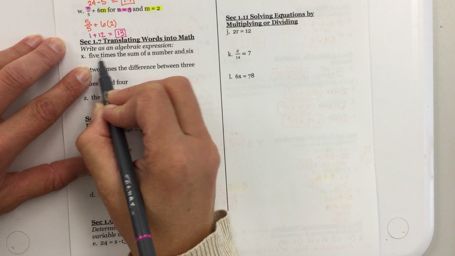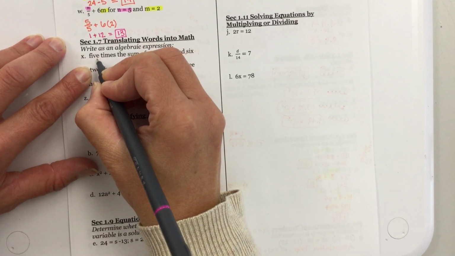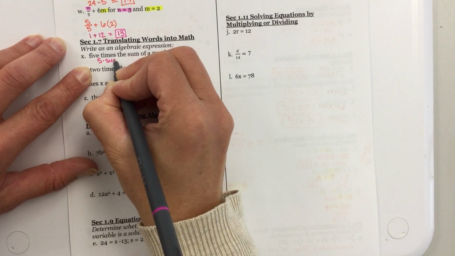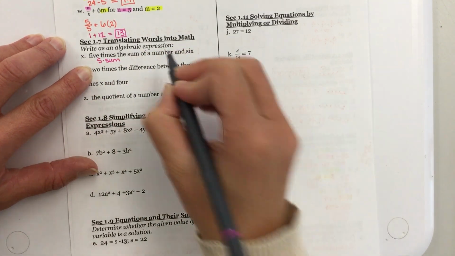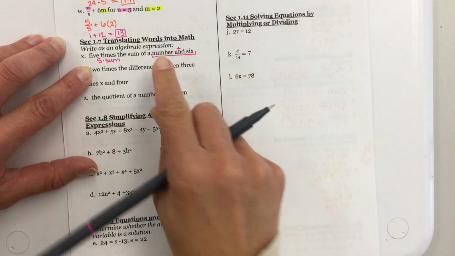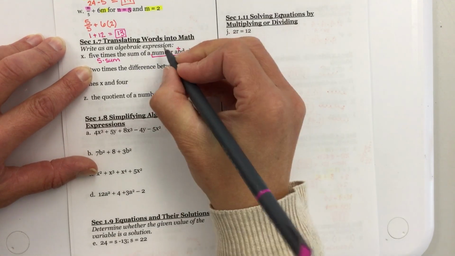So this says 5 times the sum. Sometimes I write it in words. So 5 times the sum. Well, what am I taking the sum of? A number and 6. So I'm going to add those two together. When they say number, that just means a variable.